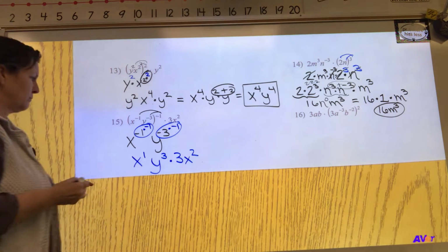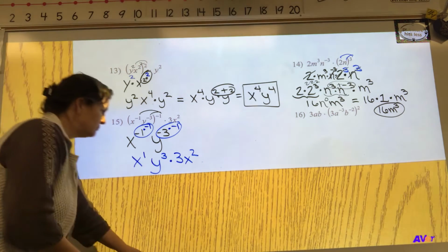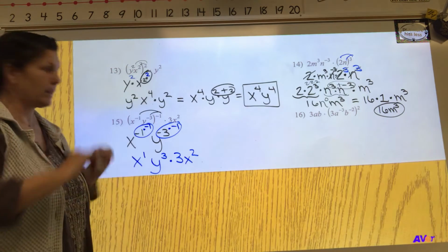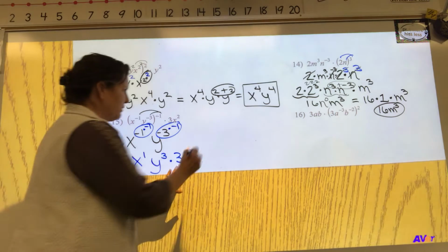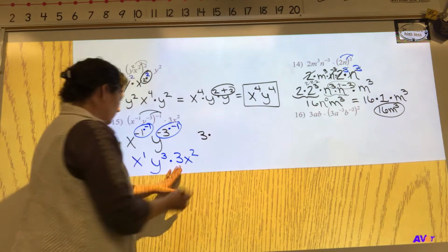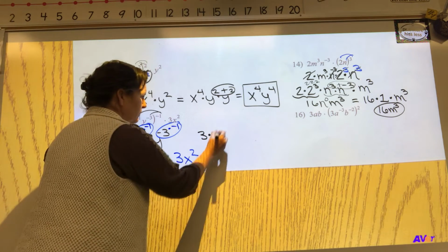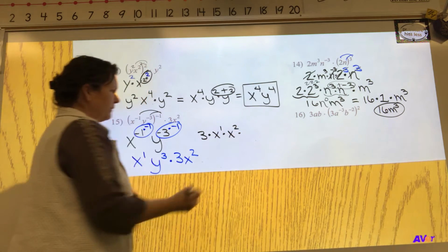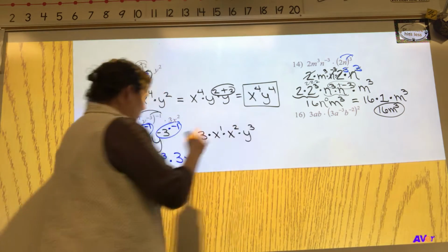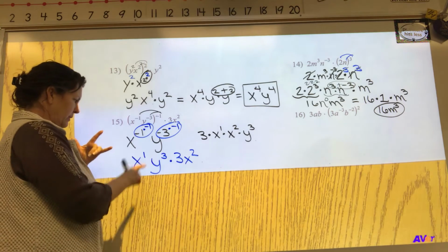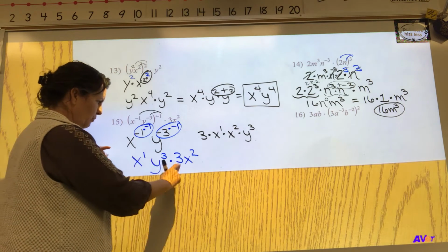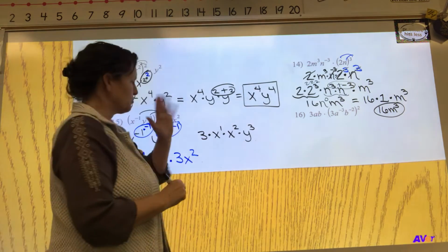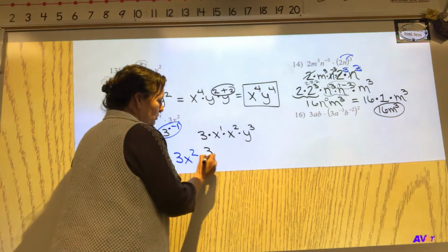Great. Okay. Now our goal is to put this in order, just like you were cleaning your room. You've got to organize, right? So we're going to put the 3 in the front. We're going to put the x's together, and the y. Now, if you don't trust yourself that you have the same ingredients, go and count. 1, 2, 3, and 4. 1, 2, 3, and 4. I still have the same 4 pieces. We're good. The 3, nothing to multiply it with.